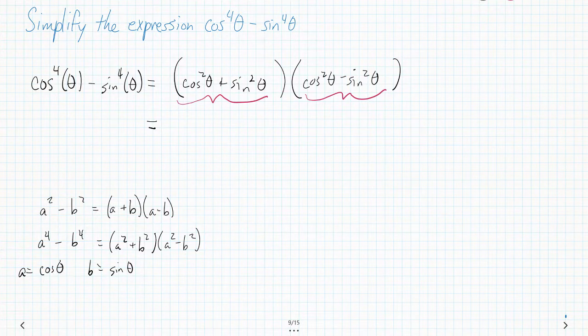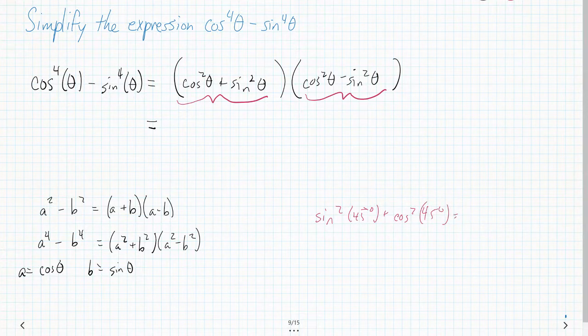So it's pretty close on that. I liked how the sine, that seems to be pretty good. Well, let's start checking out some things. Rather than doing a general theta, if I take sine squared of 45 degrees plus cosine squared of 45 degrees. Okay, let's see what happens.